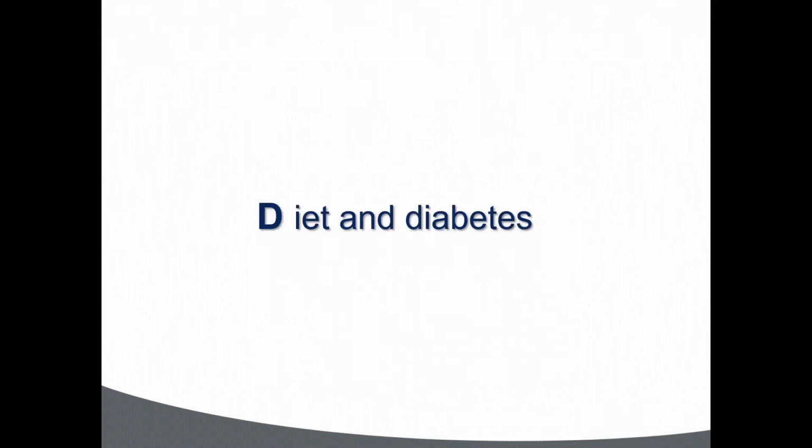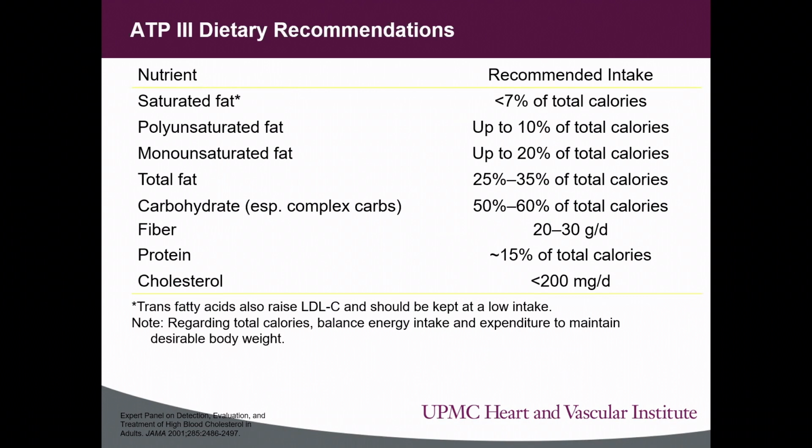We'll move on to diet and diabetes. So what are some of the ATP3 dietary recommendations? You want to make sure that you keep saturated fats low. You want to look at the polyunsaturated and monounsaturated fats. Carbohydrates, especially the complex carbohydrates, should only be 50 to 60% of your total calories. And then maintaining fiber, protein, and limiting your cholesterol intake.